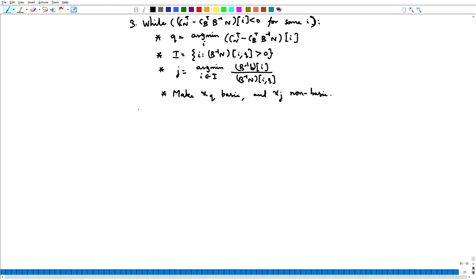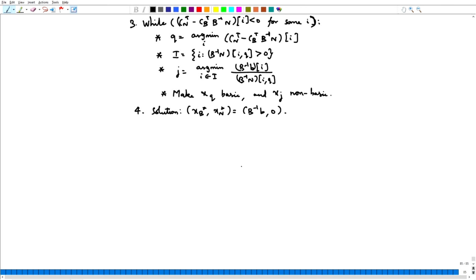So, after you come out of the loop, you have a certain value of basic variables and certain of non basic variables. So, the solution is x_B star, x_N star is B inverse b comma 0.